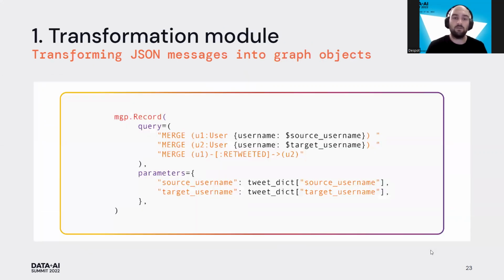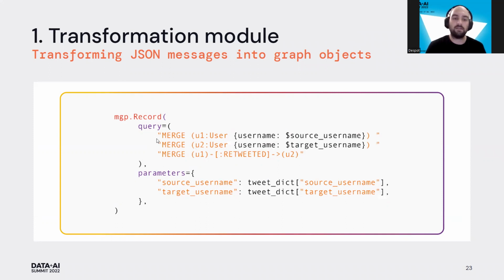So the transformation module is pretty simple. The JSON messages that are being sent only have two attributes: source username and target username. The user that created a tweet and the user that retweeted this tweet. This is the Cypher query that gets executed every time a new message comes in.